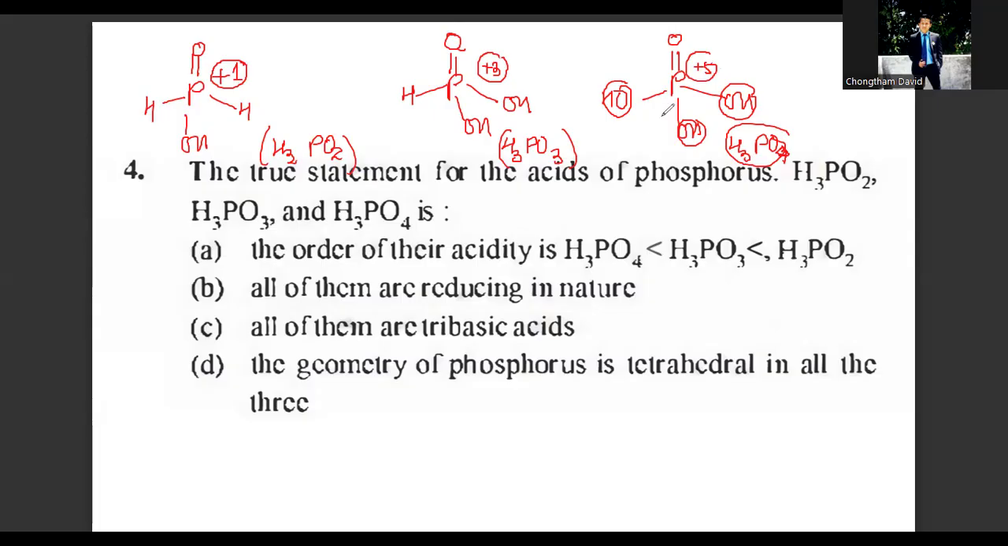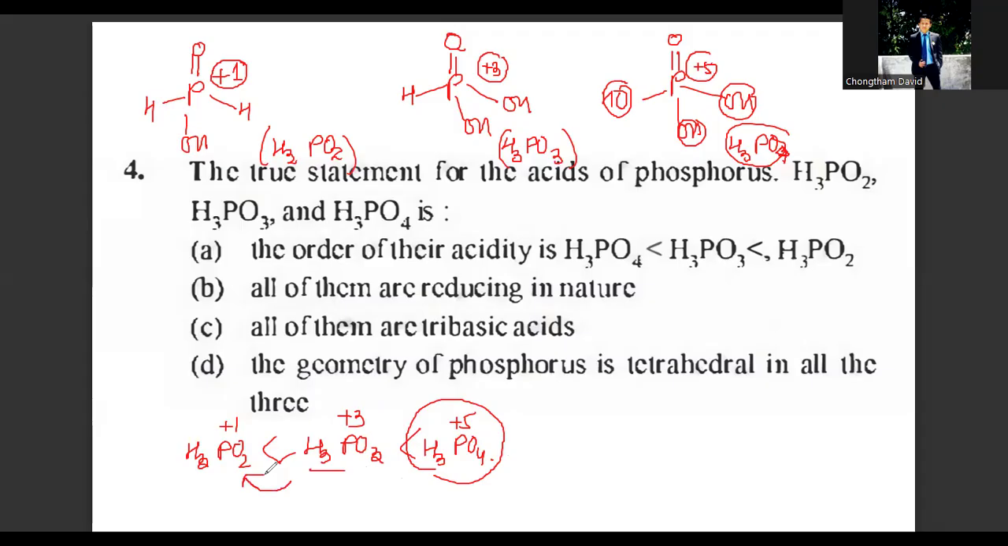So compare this, then the acidic character will keep on increasing from H3PO2, because it has less oxidation state in the central atom, to H3PO3, then H3PO4, phosphoric acid. It has plus 5, here it has plus 3, here it has only plus 1. And this phosphoric acid is not reducing in nature. It is going to be oxidizing in nature. However, this H3PO3 is dibasic, while this H3PO2 will be monobasic. So the order of their acidity is okay. This is the correct statement.